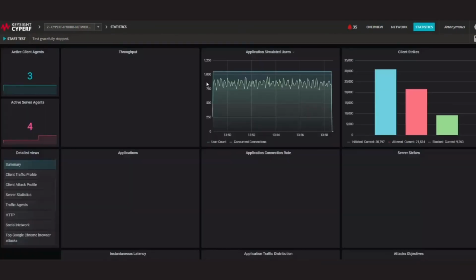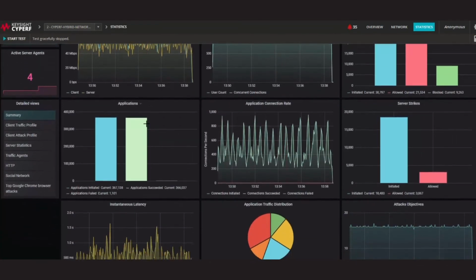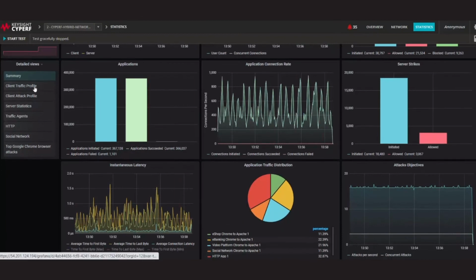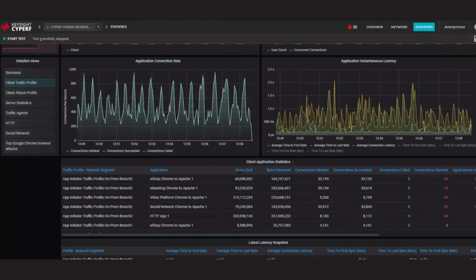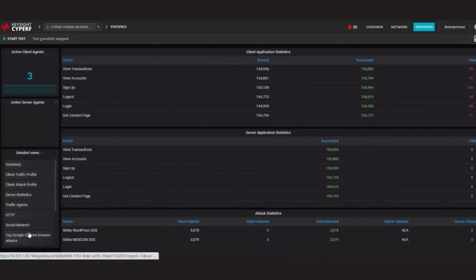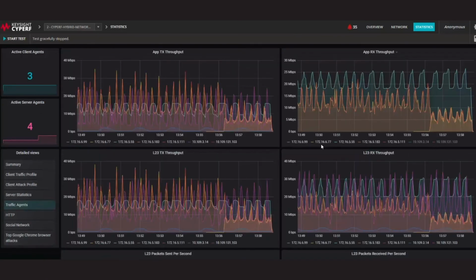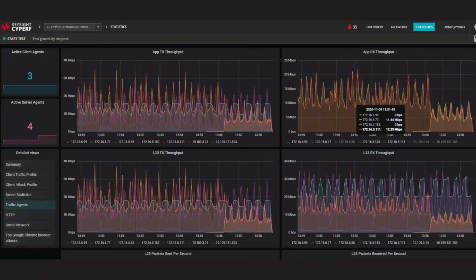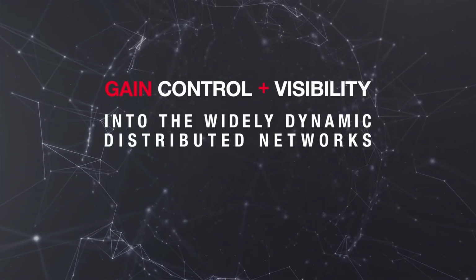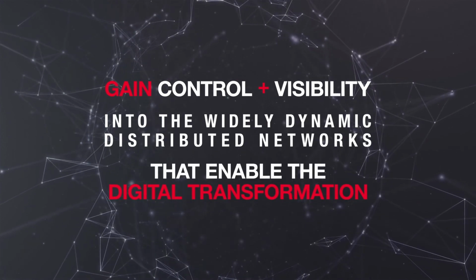components together. By running and rerunning tests, you'll understand the impacts of threat vectors and security policies on performance, uncover bottlenecks and points of failure, understand the performance and security posture of any system, pinpoint performance drops or security vulnerabilities, and attribute them to the responsible component or provider. All this enables you to gain control and visibility into the widely dynamic, distributed networks that enable the digital transformation.